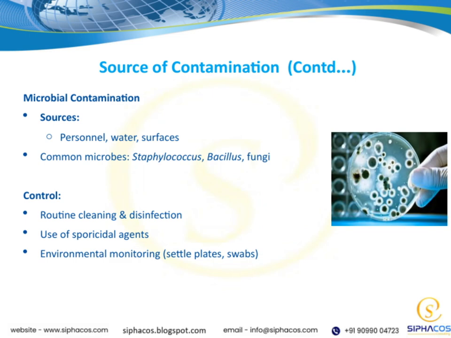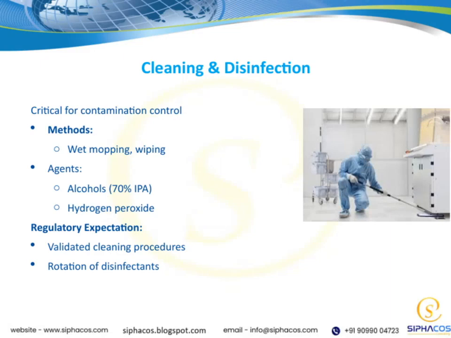All of these strategies are interconnected and vital for minimizing microbial contamination, which ties back to our overall goal of ensuring safety and quality in our operations. Let's talk about cleaning and disinfection, which are absolutely critical for controlling contamination in our facilities. Ensuring a clean environment helps protect both products and personnel. Now, for methods, we typically use wet mopping and wiping techniques to physically remove dirt and microbes from surfaces. These methods are quite effective when done properly.